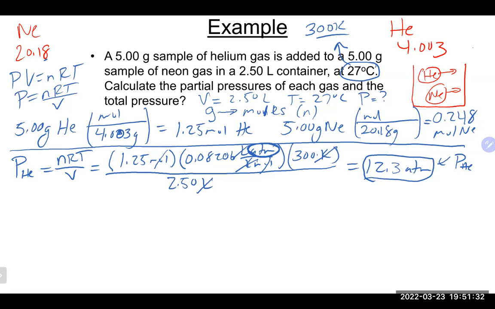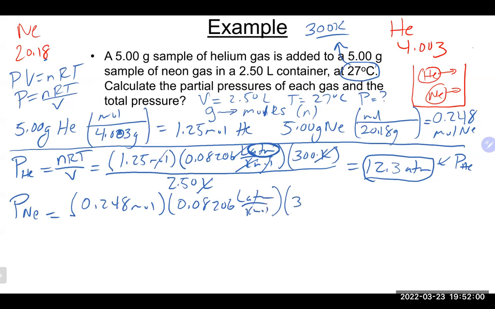We're pretty much going to do the identical calculation for neon. Because they're in the same container, volume's the same, temperature's the same. Really, the only difference here is we want to make sure we use the moles for neon. So the partial pressure of neon would be using the moles for neon, which is 0.248, our gas constant, which is still the same number, our temperature, which is the same, all divided by our volume, which is also the same because they're in the same container. That gives us liters canceled again, moles canceled, and Kelvin canceled.